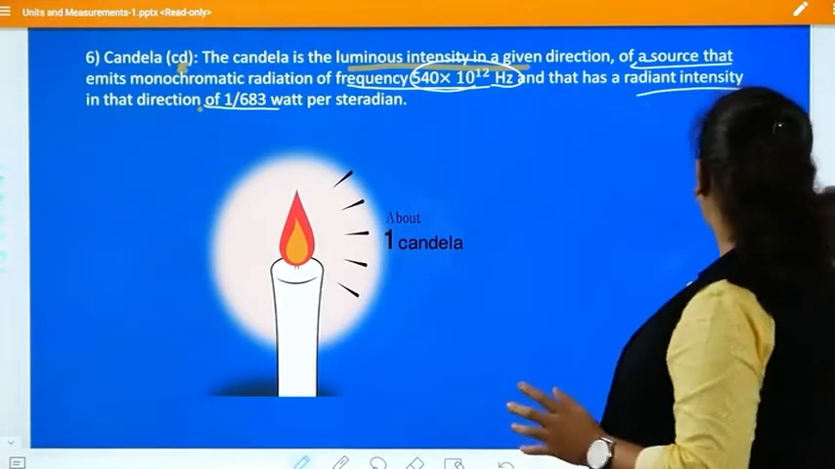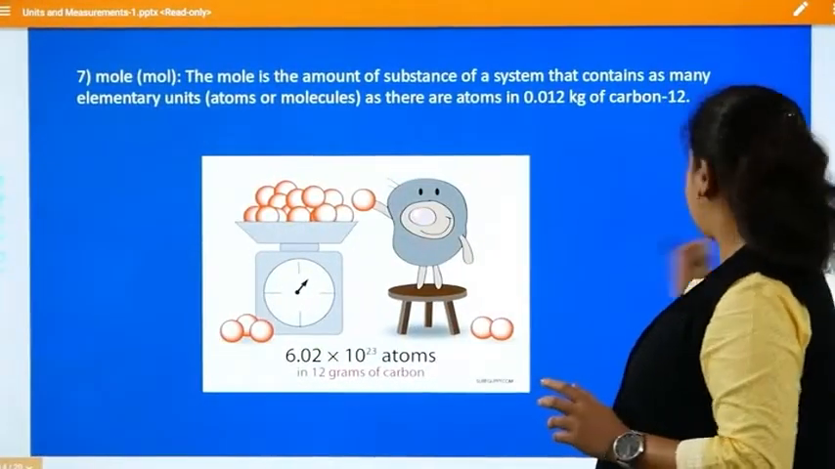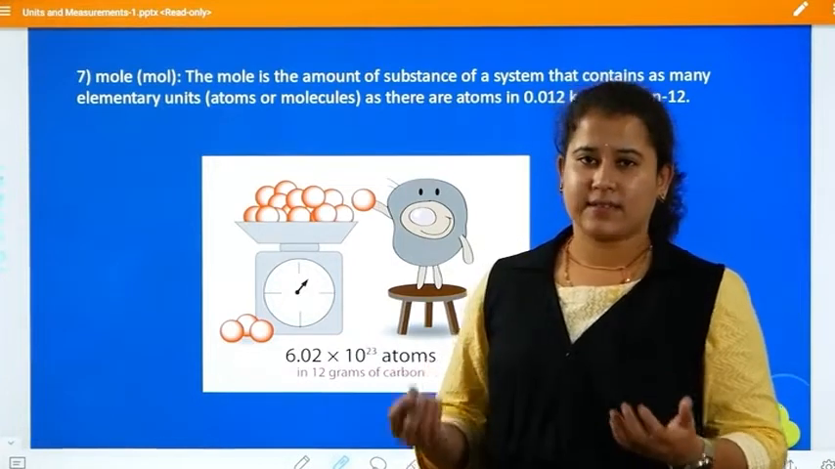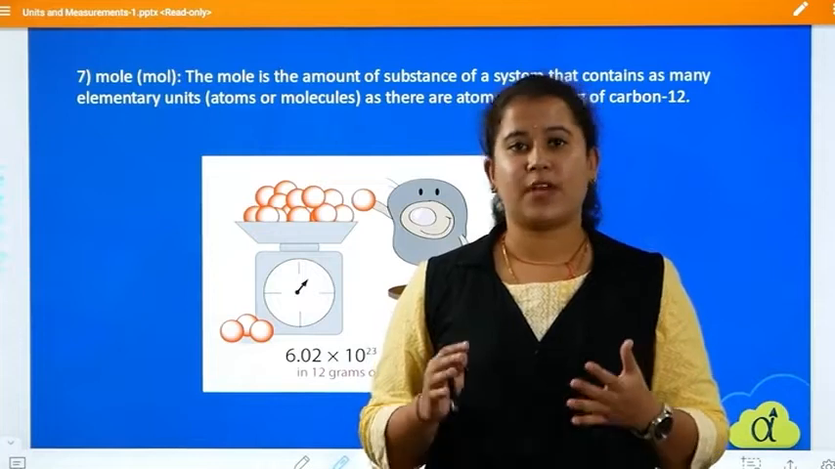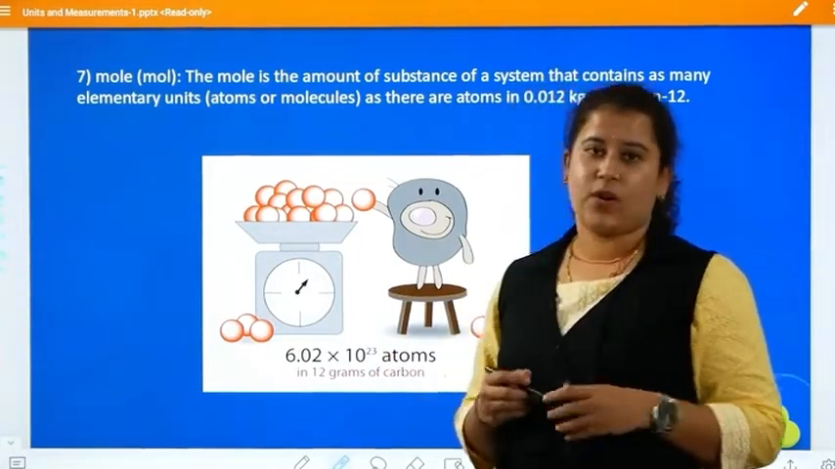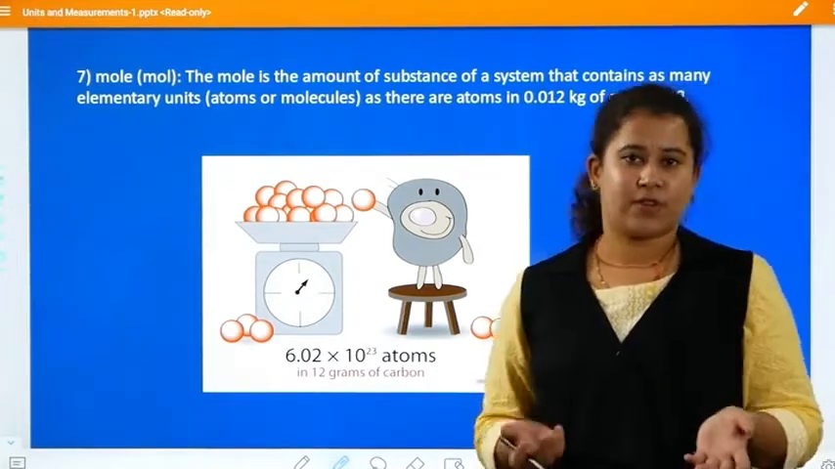Okay. So moving on to the next, we have mole. This you come across in chemistry a lot, and this is also a fundamental basic unit where everything has to be counted from a mole. Clear? So what is a mole, or mol? We call it mol. A mole is the amount of substance. So the SI unit of amount of substance is mole.